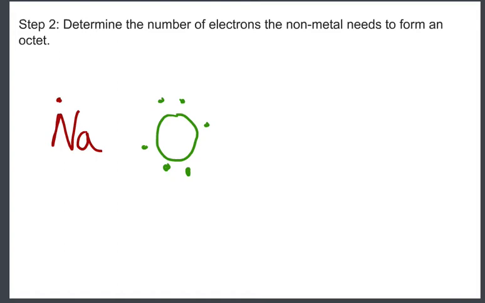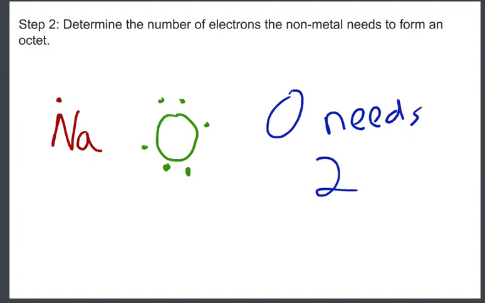Step 2 is to determine the number of electrons the nonmetal needs to form an octet. In this case, oxygen needs 2 electrons. I can tell that from the empty space here and here.